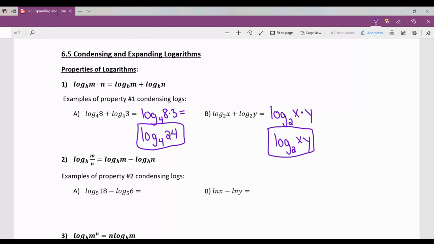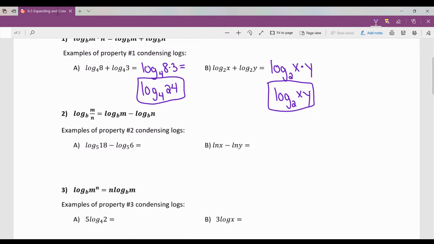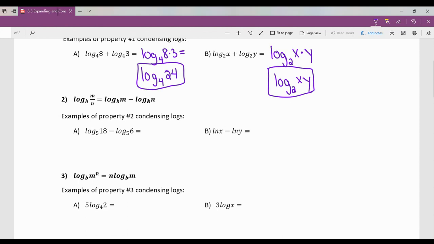All righty, on to the next one. Property number 2 is the same idea as property number 1, except this time instead of multiplication, it's division. So when we have log base b of m divided by n, we can rewrite it as log base b of m minus log base b of n. So subtraction becomes division, division becomes subtraction.